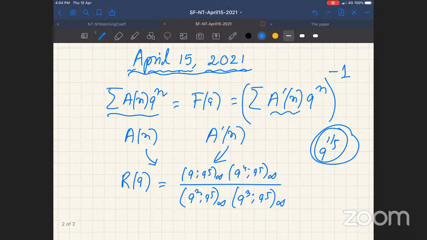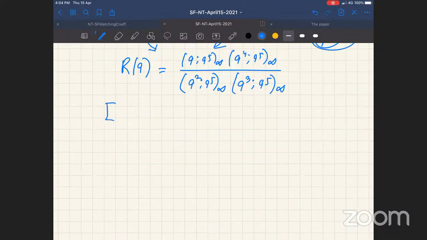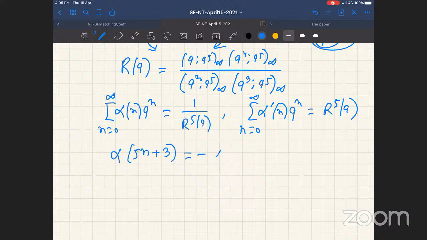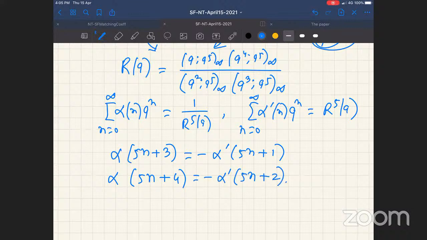Then we saw that if I denote by alpha n q^n the series representation of 1 over R^5(q), and denote the coefficients of R^5(q) by alpha prime n, then alpha of 5n plus 3 is equal to minus alpha prime 5n plus 1, and alpha of 5n plus 4 is just minus alpha prime 5n plus 2.